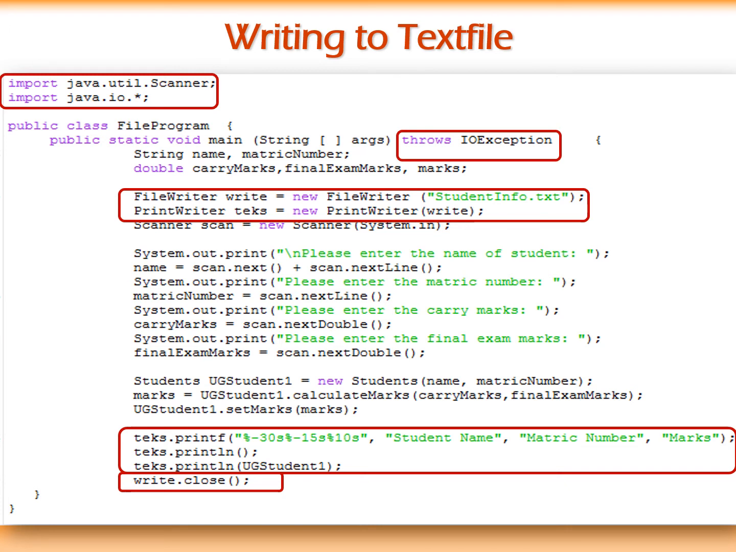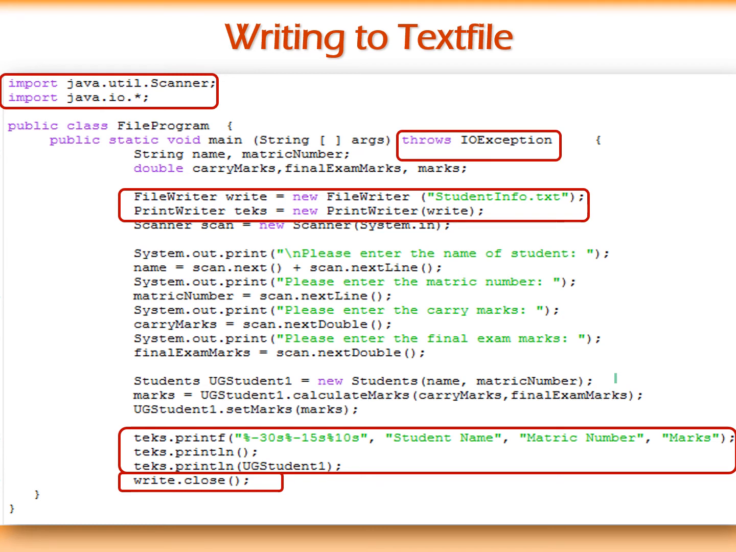Here it's basically showing you taking data from the keyboard, which is why you use Scanner here. It gets the name of the student, metric number, carry marks, and final exam marks. In here it makes use of the user-defined class, which is Student. It creates an object of a student called UG student 1, and UG student 1 dot calculate marks takes the carry marks data and the final marks data, and then calls the set marks method from the user-defined class Student.